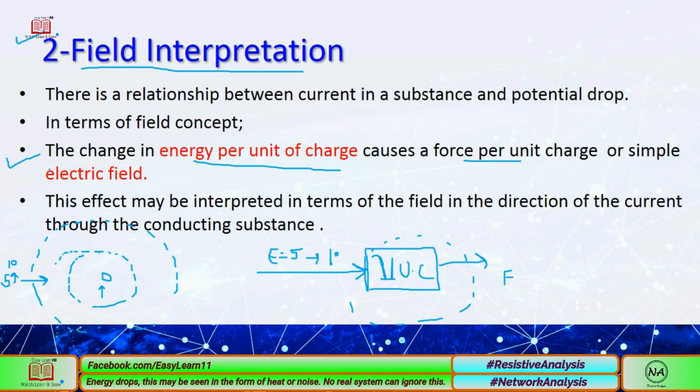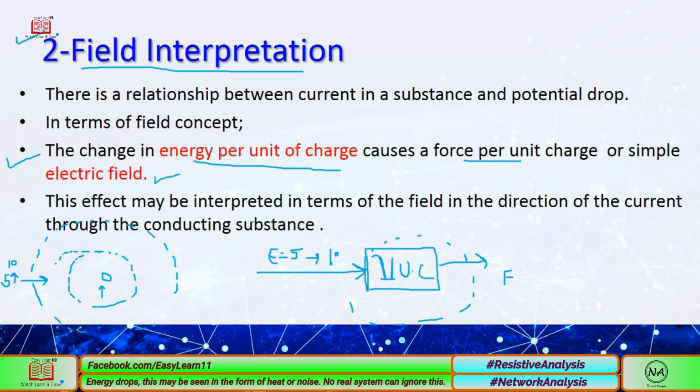Now let's discuss the scientific discussion. The change in the energy per unit charge, because there are thousands of charges in a substance, free electrons and free charges. In the first episode I asked you to remember the amount of charges in a substance. This varies depending upon the materials. Anyway, the change in the energy per unit charge causes a force per unit charge, or simply the electric field in terms of networking.